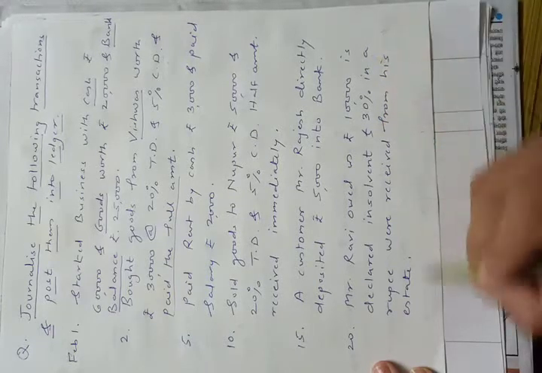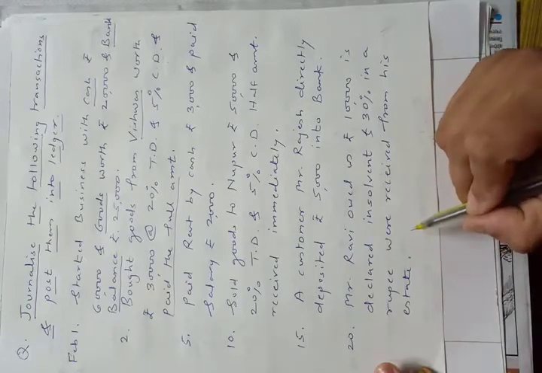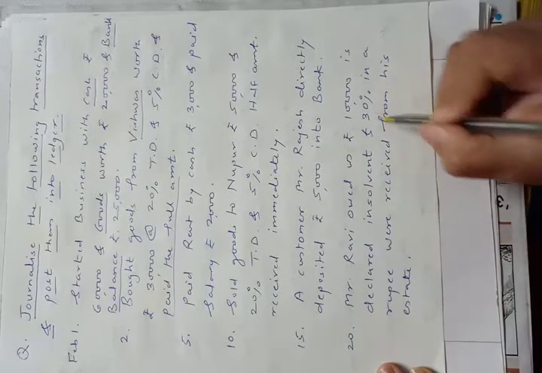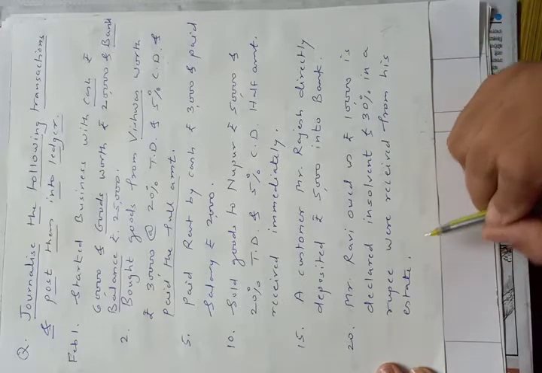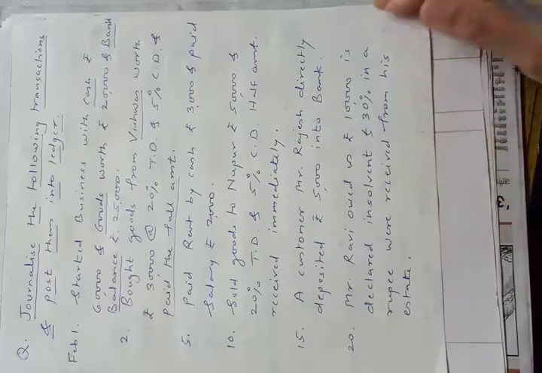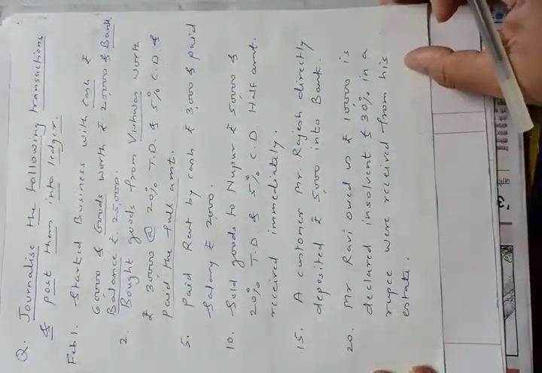And 30% in a rupee were received from his estate. 30% in a rupee. Rupee is of 100 paisa. 30% means 30 paisa from 100 paisa. That is 30% of the amount received from his estate, and remaining will be bad debts. In this way we have to solve all these transactions.